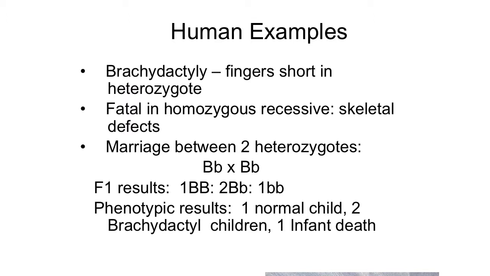Here's a human example. Brachydactyly, which causes your fingers to not properly develop, is a recessive disorder, and when it's homozygous recessive, you can actually result in skeletal defects, and so it is fatal in homozygous recessive individuals. So, I may have misspoke. When it's homozygous recessive, you get complete skeletal defects. When an individual is heterozygous, they are impacted by having short fingers, but it's not fatal to them. It won't kill them, but they are going to have possibly some physical limitations as a result of that.